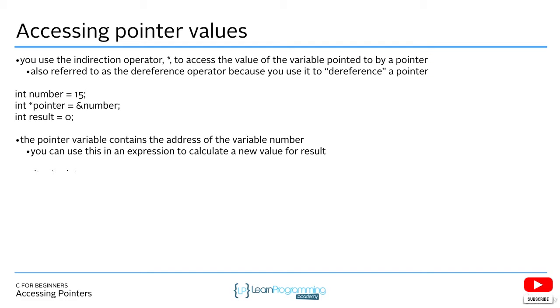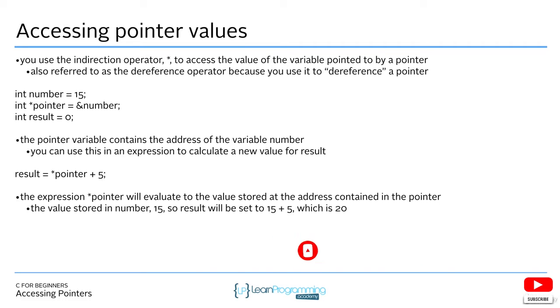You can use this in an expression to calculate a new value for the result. So say we wanted to do result equals the value that the pointer is pointing to plus 5. You would use the asterisk right before the name of the pointer. What this would do is say, what is the pointer variable pointing to? It's pointing to 15, add 5 to it. It's the address that the pointer is pointing to. What is the value of that address?